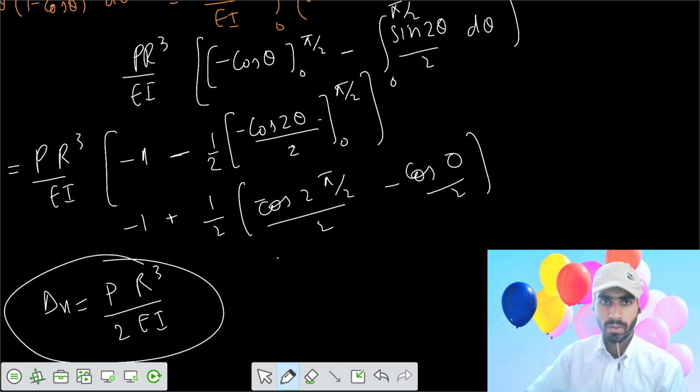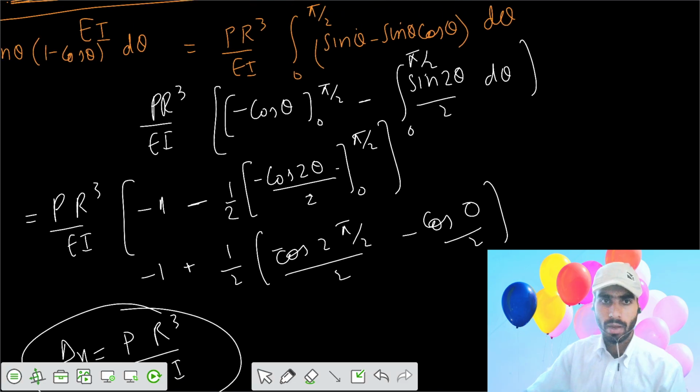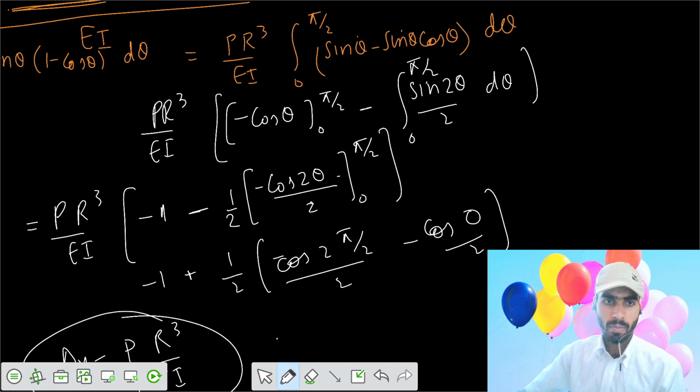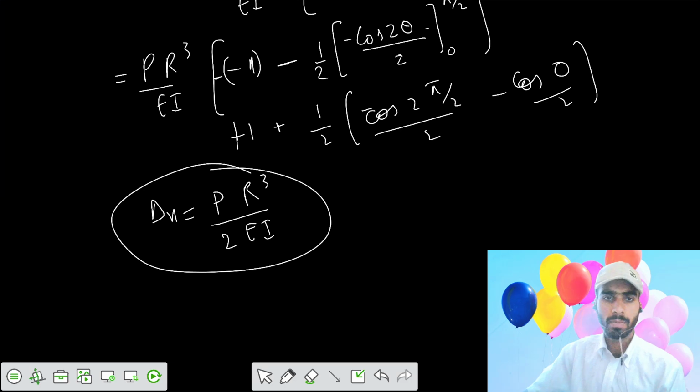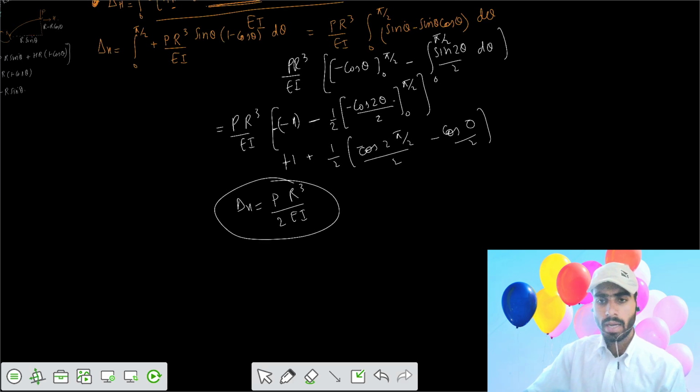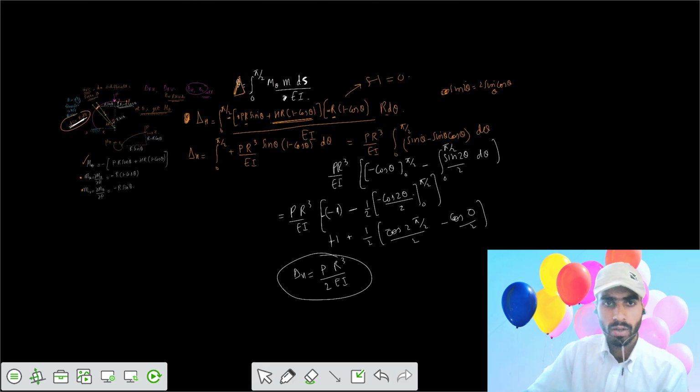Yeah, this one was actually the value of here. This one was actually a positive one because minus times cos of pi by 2 was 0, but minus this was your minus times minus 1, so it became positive 1, plus 2. You got the value as PR cube by 2 EI. Yeah, PR cube by 2 EI, final horizontal displacement at point B. So you got that horizontal displacement.